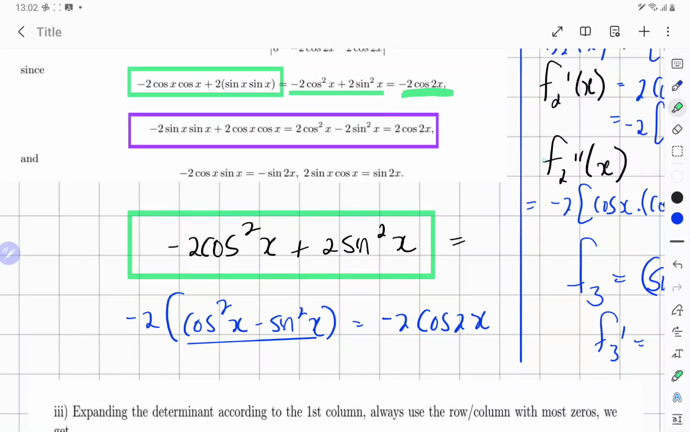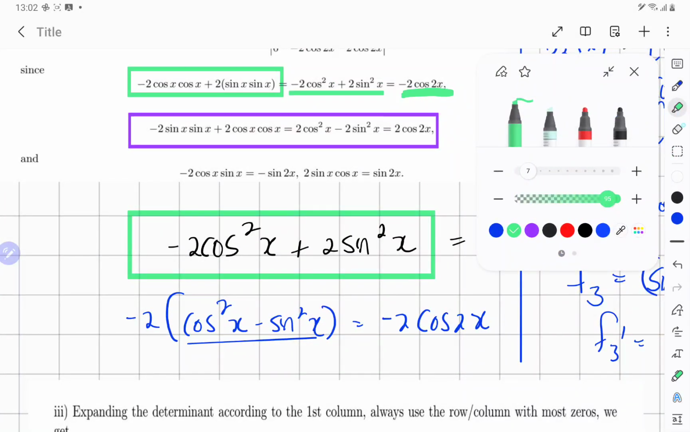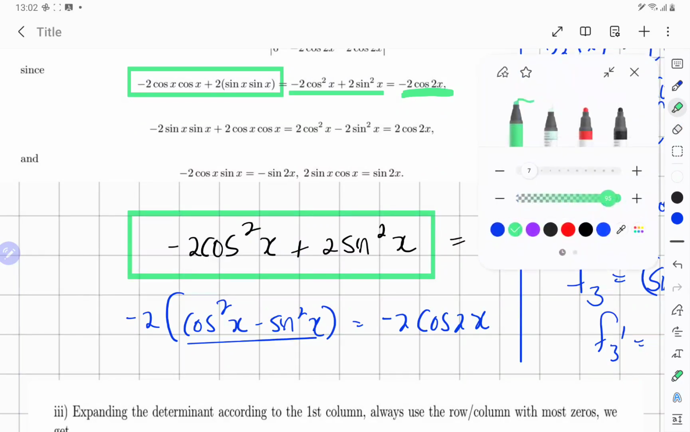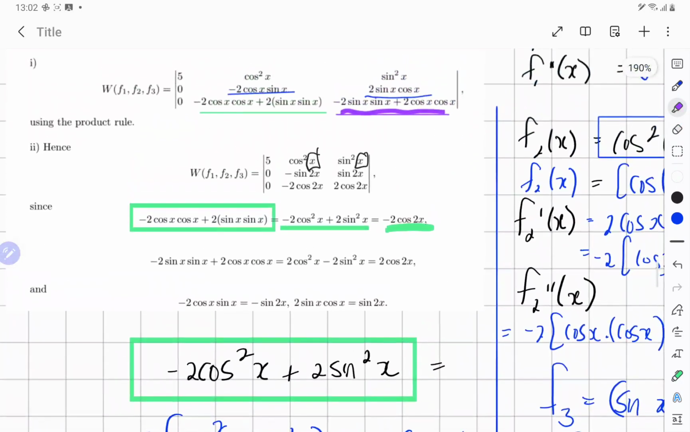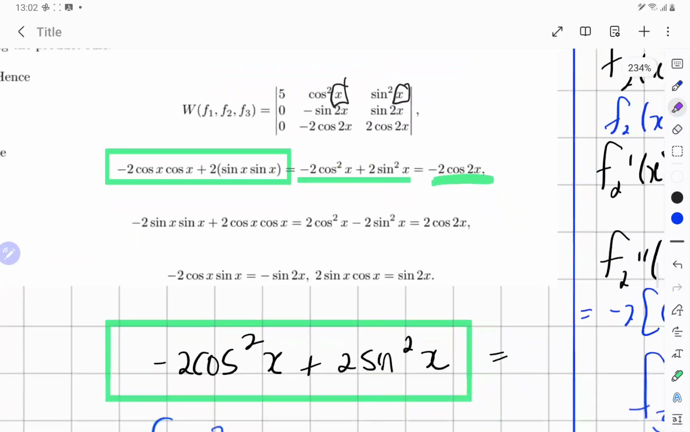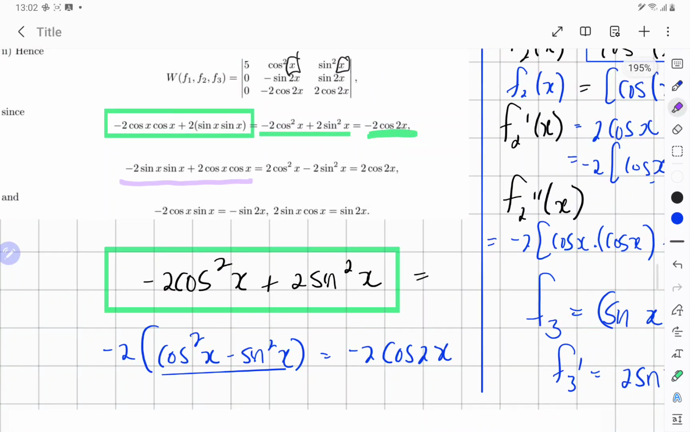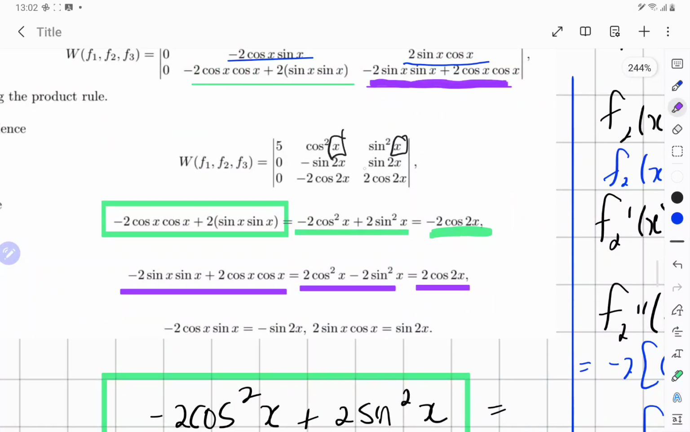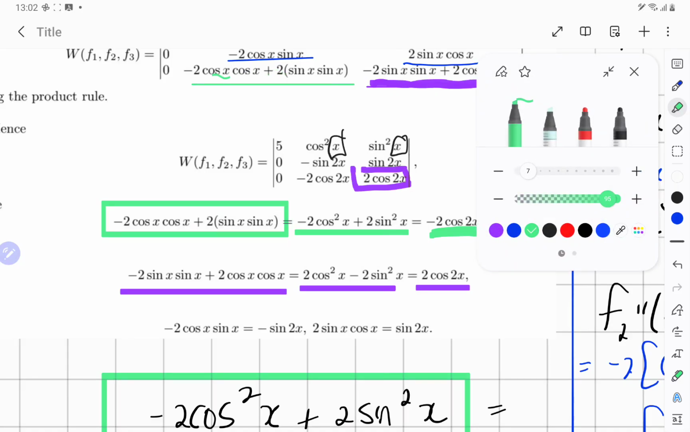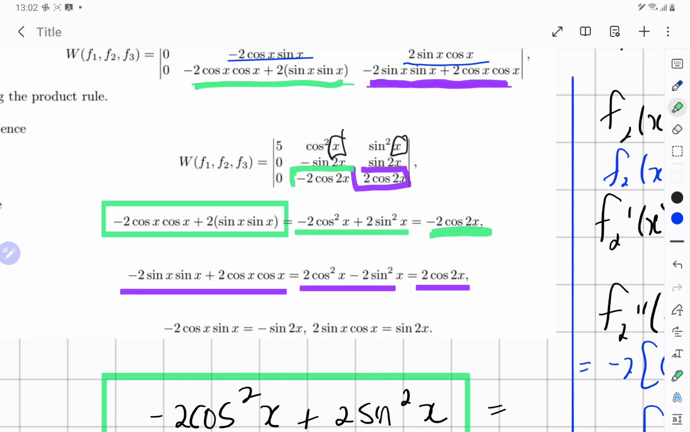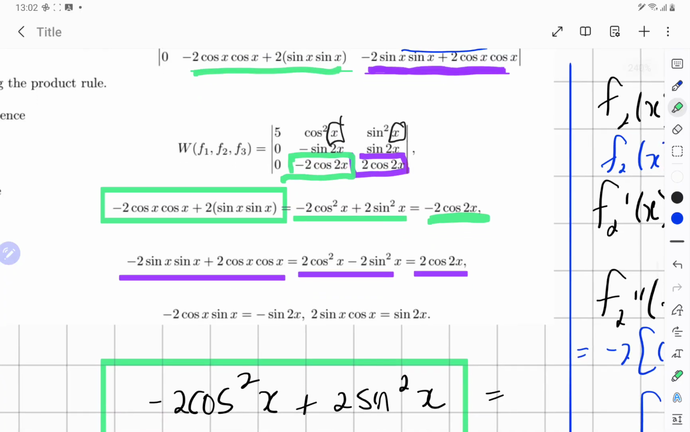Let's look at the purple part. The purple part here, very important. So what did I do? I'm just simplifying that part. So I have 2 cos squared minus 2 sine squared. Take out a 2: cos squared minus sine squared, which is cos 2x. So I have just replaced them in here after simplifying.